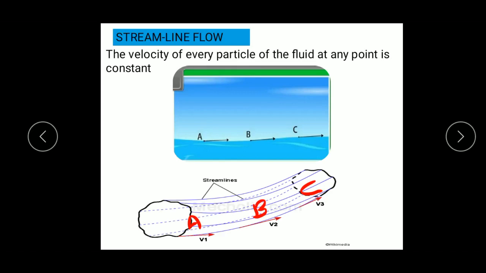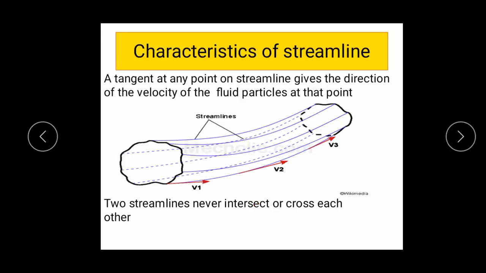One more important point is what is meant by streamline. The path followed by the particles of the fluid is called the streamline. It is nothing but the path followed by the particles. So now we have the idea of what is meant by streamline. If the velocity of every particle of the fluid at any point during the motion is constant, then it is called the streamline flow.